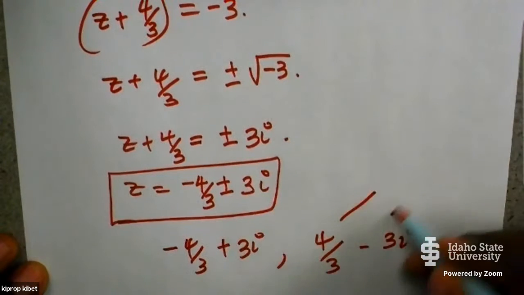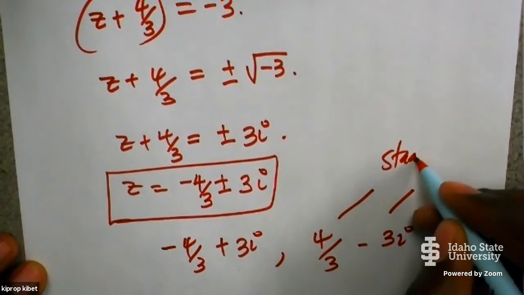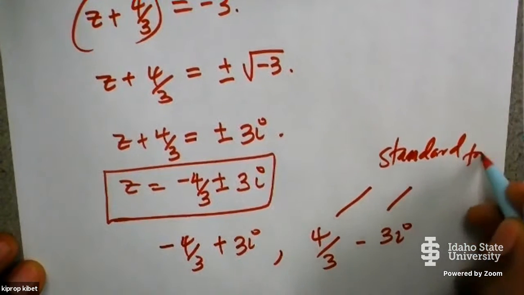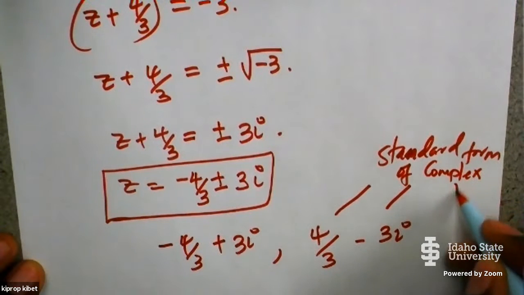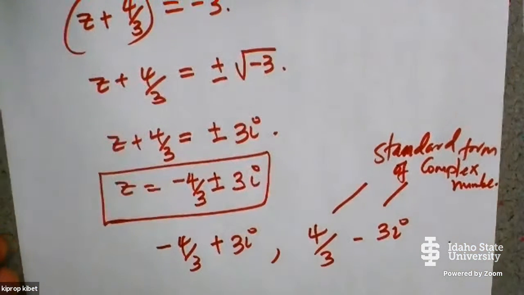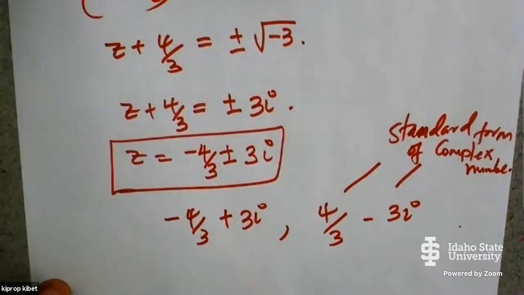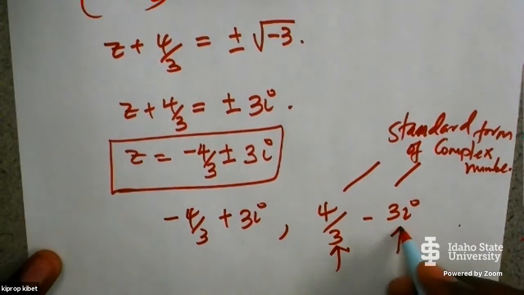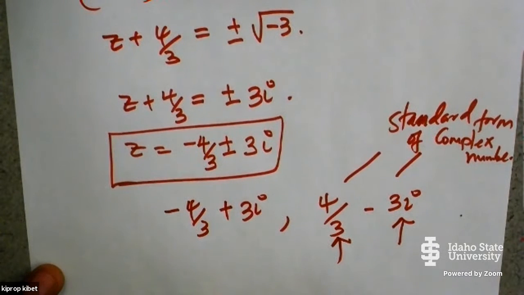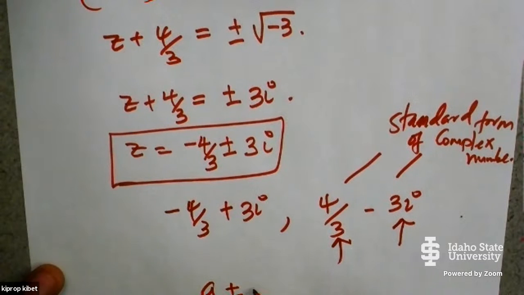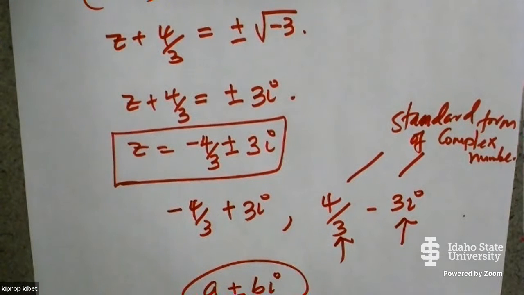So this is the standard form of a complex number. This is the real part, and this one is the imaginary part. So the complex form of a number we shall write as a plus or minus bi. That one is the standard form of a complex number.